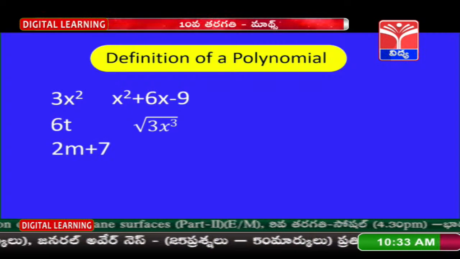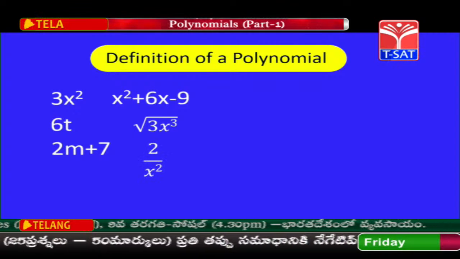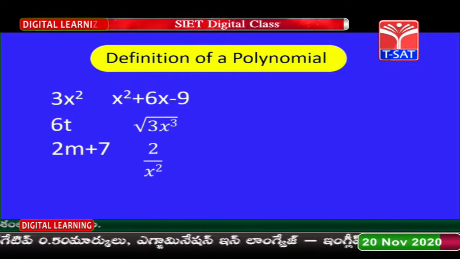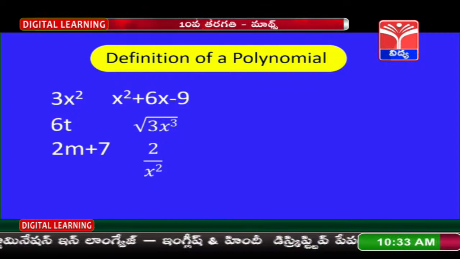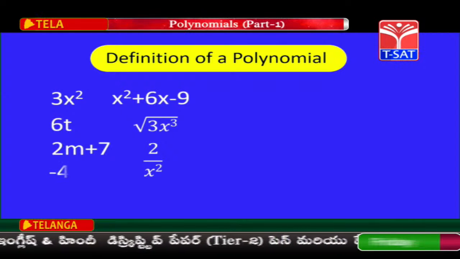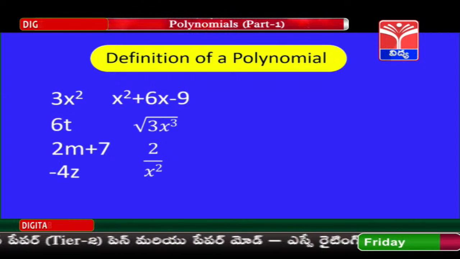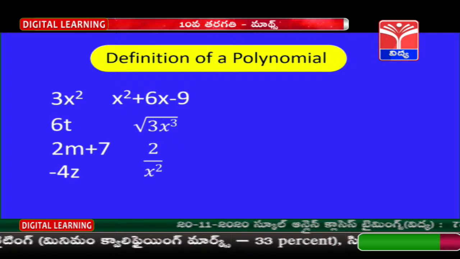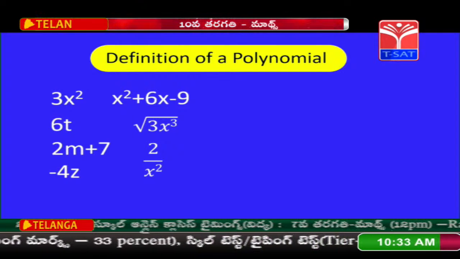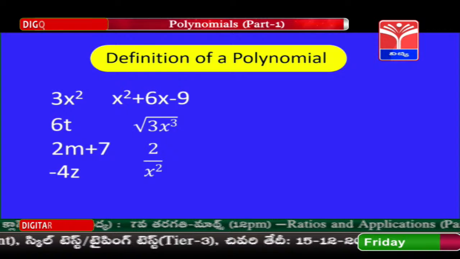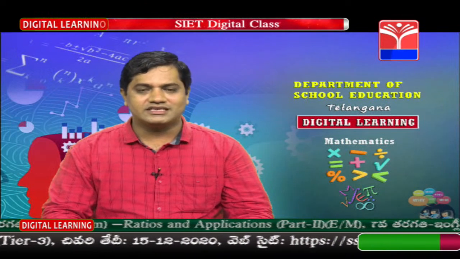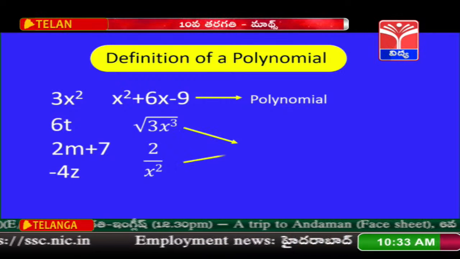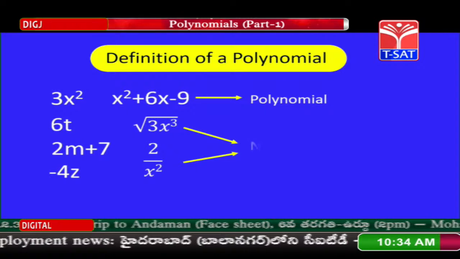See the students, all these are examples of expressions. From among all these, try to say which are polynomials. What is the condition to define it as a polynomial? See here: minus 4z, 2m plus 7, 2 by x square. Here the variable has different exponents. So, the first ones are polynomials, but root 3x cube and 2 by x square are not polynomials.